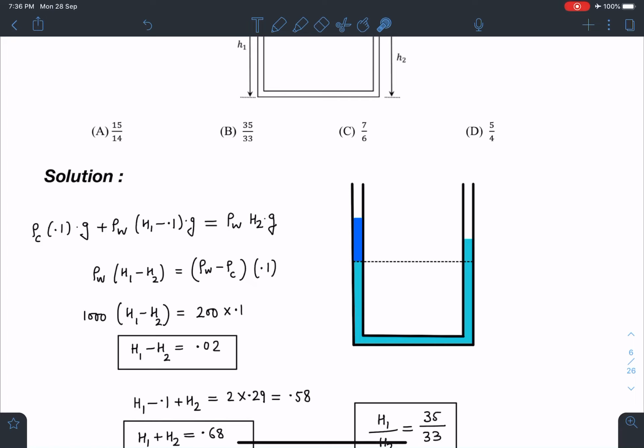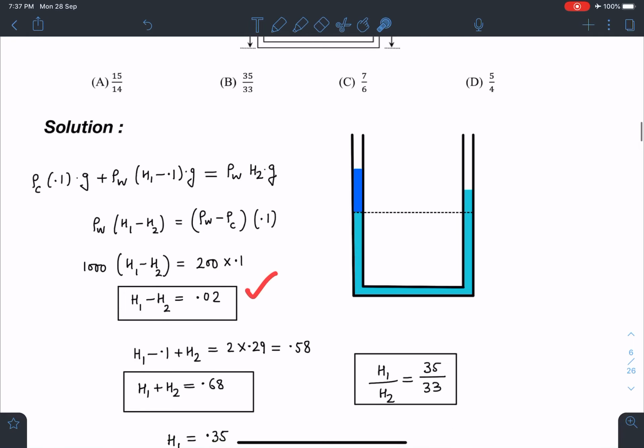So directly I can write rho kerosene into width, that is 0.1, into g, plus rho water into h1 minus 0.1 into g. This is the pressure here, and that must be equal to the pressure from the other side, which is rho water into h2 into g. This is equation number 1 for me. If I simplify, I get h1 minus h2 as 0.02.